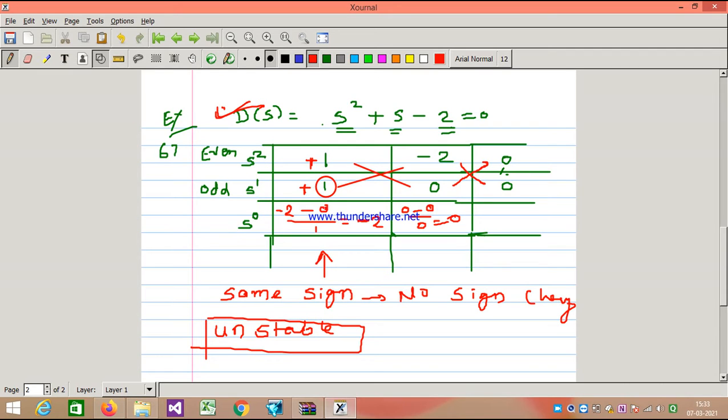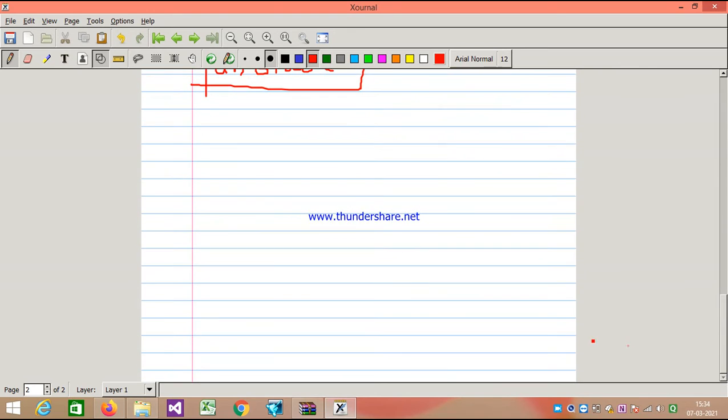Okay, let's solve another one, a little bit difficult. I was just finding a simple one, but there is no simple numerical. Let's start with the difficult topic.